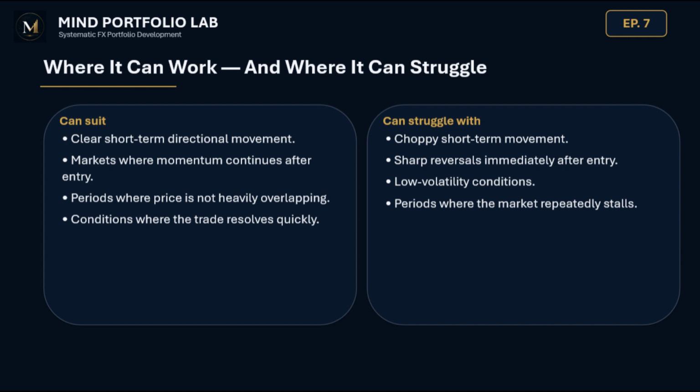Where it can struggle is in choppy short-term movement. If price keeps starting to move and then immediately reversing, that can be difficult. Low volatility conditions can also be a problem, because there may not be enough movement for the trade to develop properly. And because this is a faster style of EA, poor execution or spread sensitivity can matter more than it might with a much slower strategy.